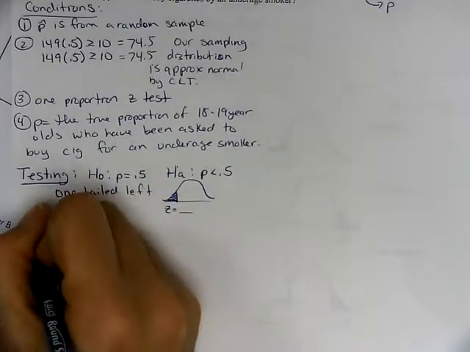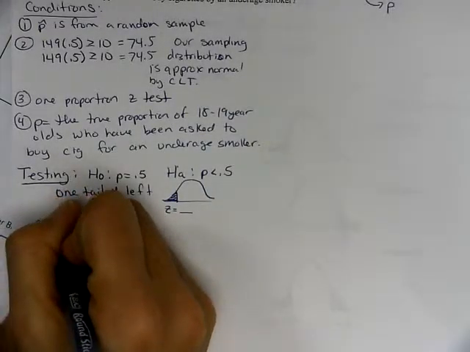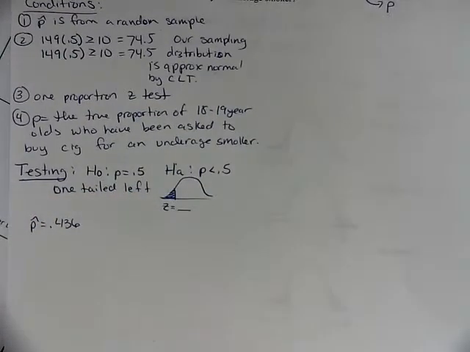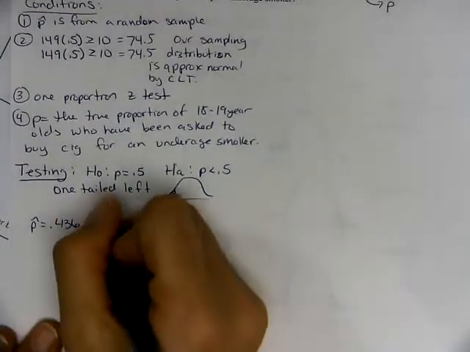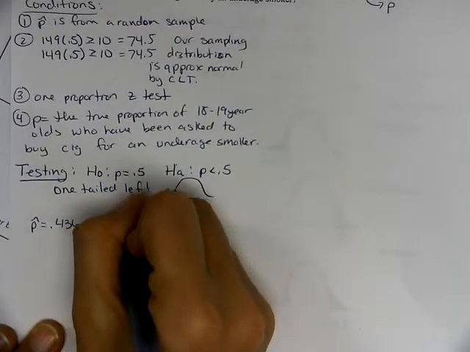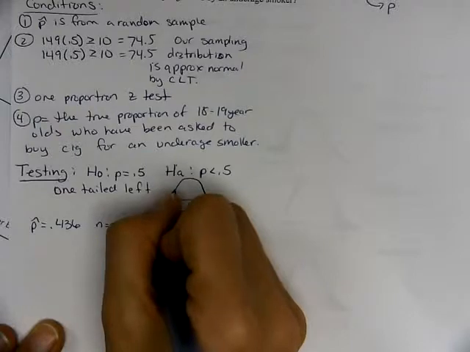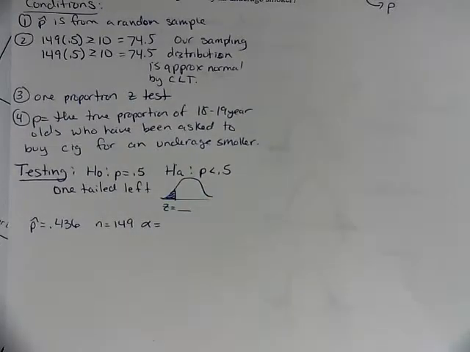Okay, so then you list all your stuff. So p hat was 0.436. We don't have an x because it automatically gave us the p hat. n was 149. We've got to pick an alpha value. So there is no alpha value.